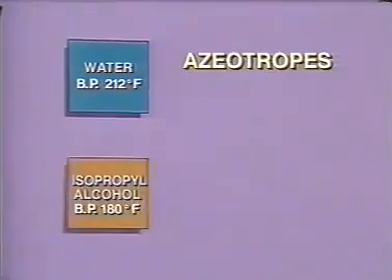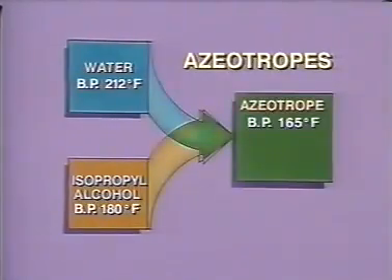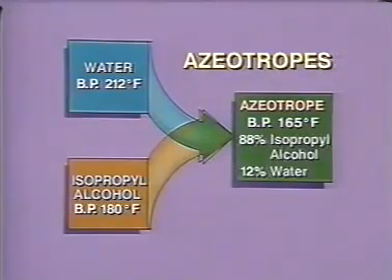to form them. Water, a byproduct in many petrochemical operations, and isopropyl alcohol form an azeotrope that boils at 165 degrees Fahrenheit. In this case, the boiling point of the azeotrope is lower than the individual boiling points of either of the two components. Note the composition of the azeotrope. It contains 88% alcohol and 12% water.